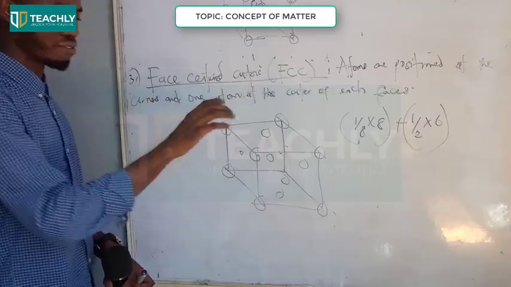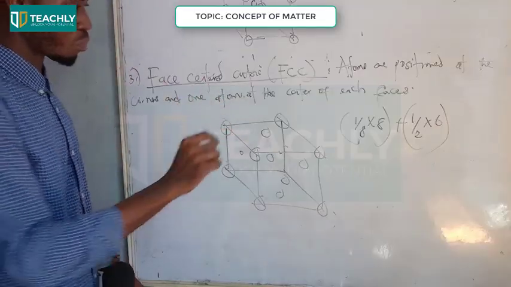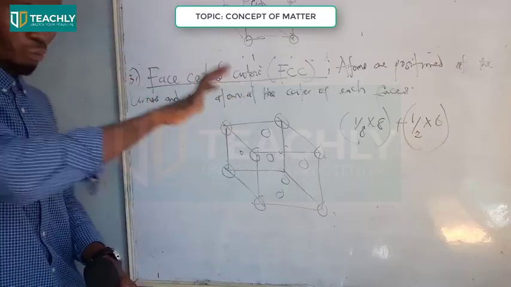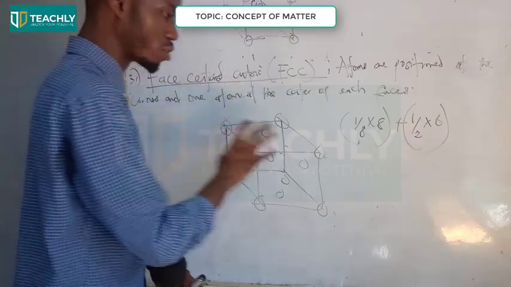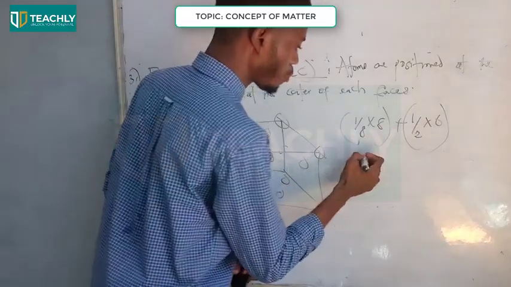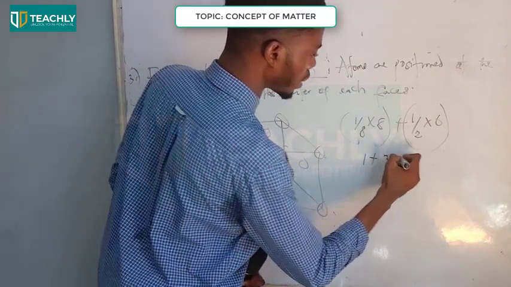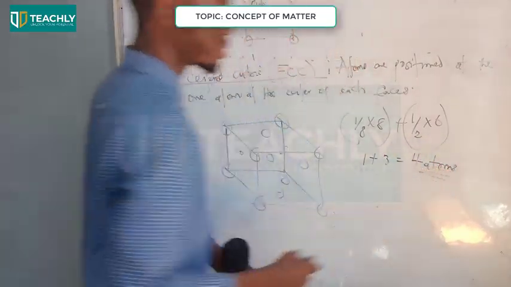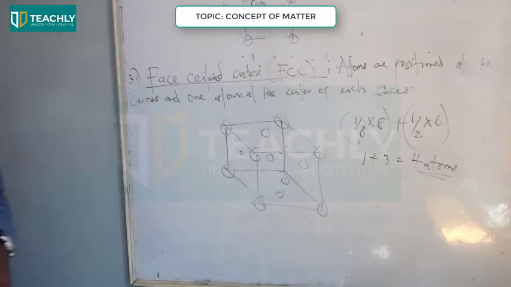Then that 1 over 2 times the whole at the center. I told you that we have 6 faces, and that we have one atom at the center of each face. We have 6 faces, right? So we now have 1 over 2 times 6. It gives us 3. So we have 1 here plus what? 3. It makes it 4 atoms per unit cell.